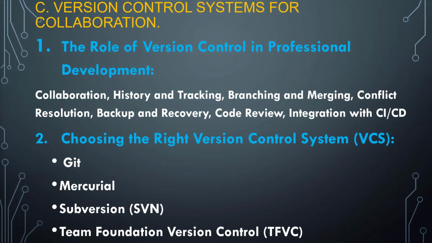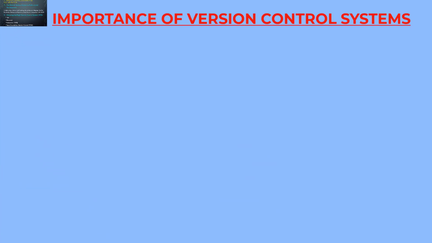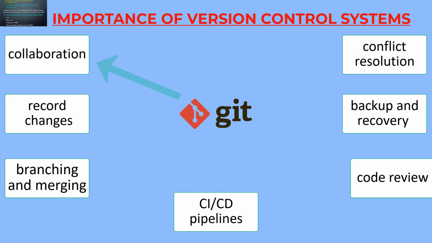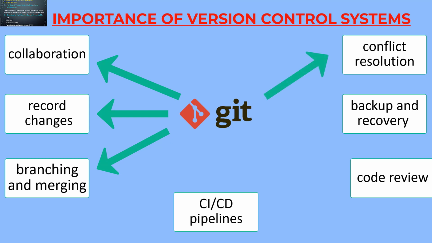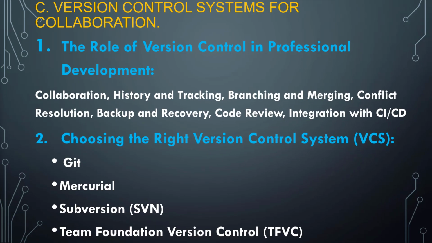Version control systems for collaboration. Version control systems are fundamental to professional software development. They foster collaboration, provide a historical record of code changes, enable efficient branching and merging, assist in conflict resolution, offer backup and recovery capabilities, support code review, and integrate with CI/CD pipelines. Incorporating version control into your development workflow is essential for maintaining code quality and project success.